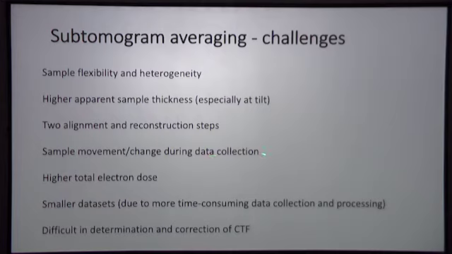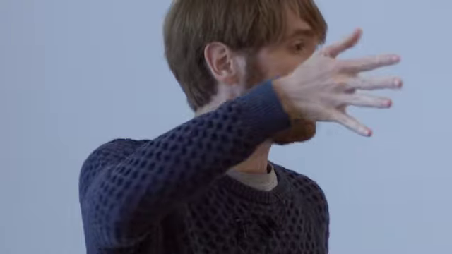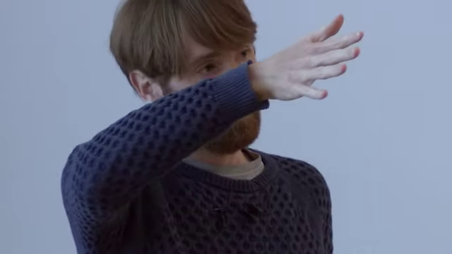Sample movement and change during data collection. When you do single particle reconstruction, you generate movies, and you know that your sample moves around a bit, and it may change a bit over time. The same thing happens in tomography. So as we're collecting our tilt images, our sample may be physically changing as we collect the data. That means that our image from this angle and our image from this angle may no longer really be of exactly the same object because it may have changed.